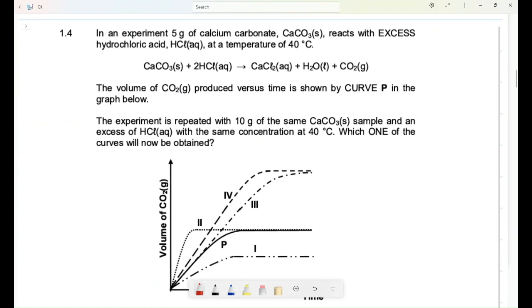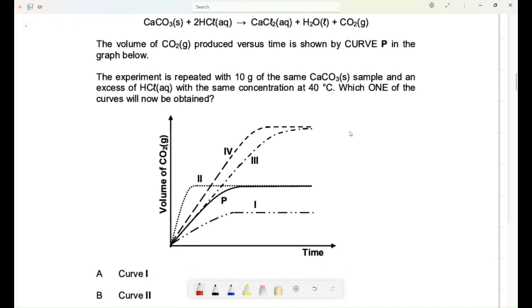Now, in an experiment, 5 grams of calcium carbonate reacts with excess hydrochloric acid. It means calcium carbonate is the limiting reagent, at a temperature of 40 degrees. Here is our reaction, forming carbon dioxide again in the form of gas. The volume of carbon dioxide produced versus time is shown by curve P in the graph below. So this reaction is shown here by the graph of P.